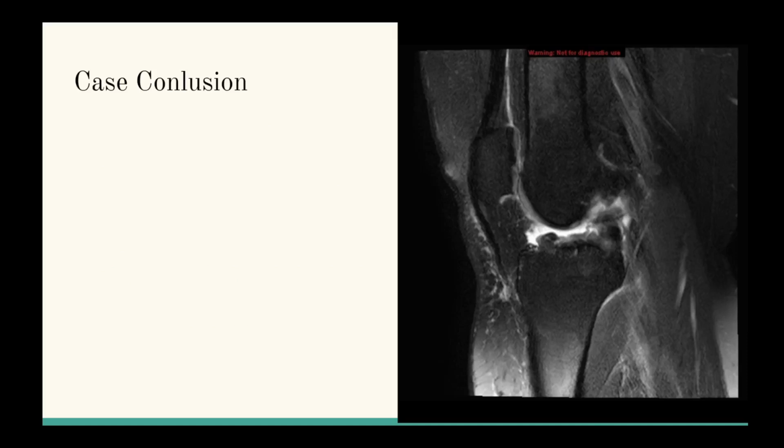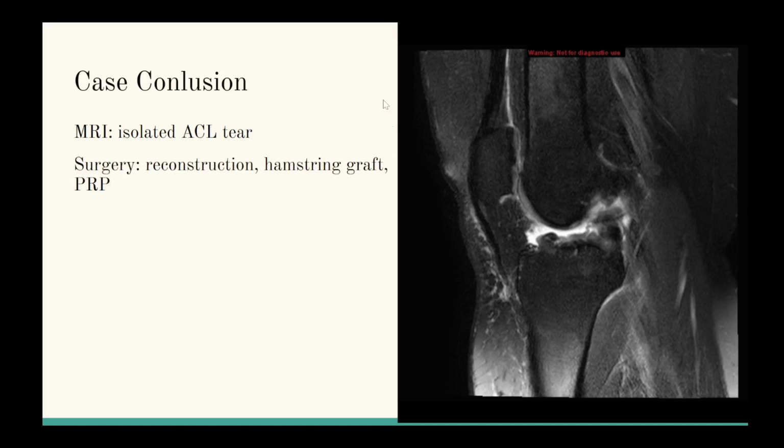Let's talk about our patient. Basically, he had his MRI, it shows an ACL tear, and here the ACL is just absent. There's nothing where the ACL should be here. Okay. He had surgery, which included reconstruction using a hamstring autograft and some PRP.